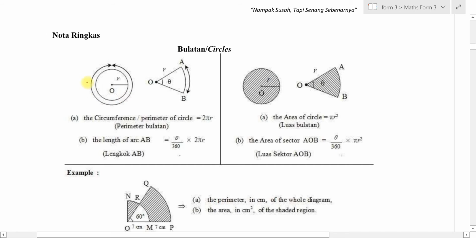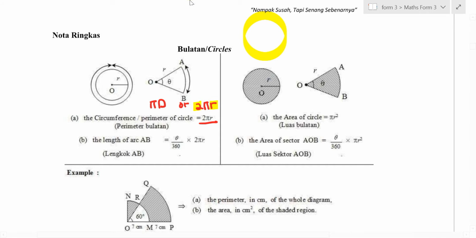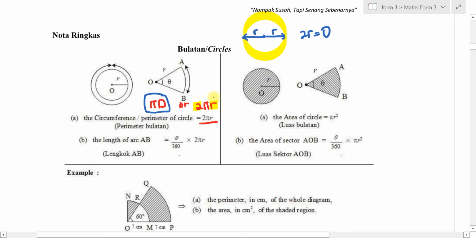First, we want to calculate the circumference. It is 2 pi r. Okay, 2 pi r, or you also can use pi diameter, because you see the formula carefully here. 2 times radius. Two times radius means diameter. Okay. Example, this is your center. So this is your R. This is another R. 2 times R is actually equal to diameter. That's why you also can use pi diameter or 2 pi R for circumference.